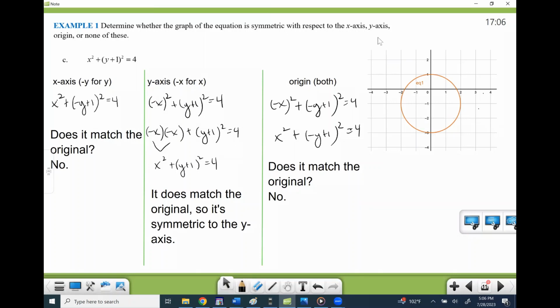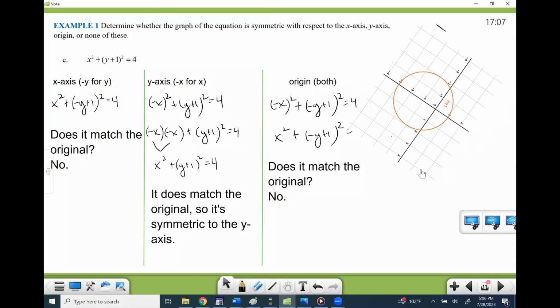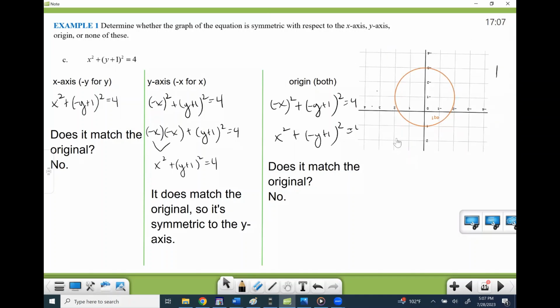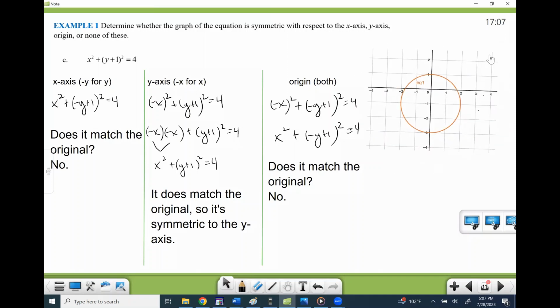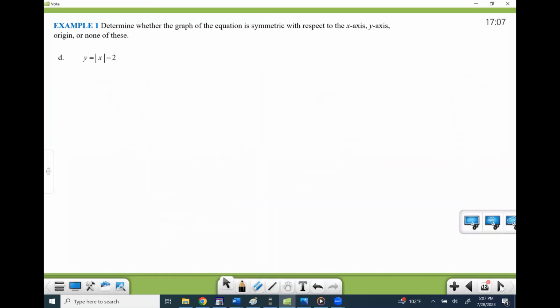Instead of it being small up top and big in the bottom, it would be the big one on the top and the small on the bottom. So it does not look exactly identical. Okay. All right.